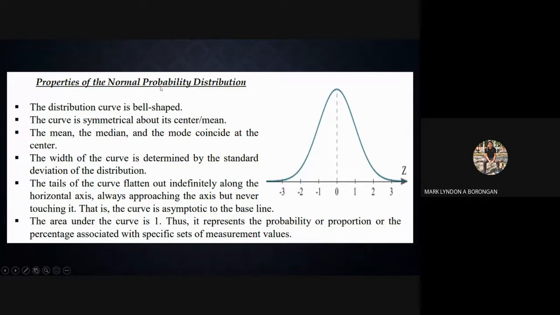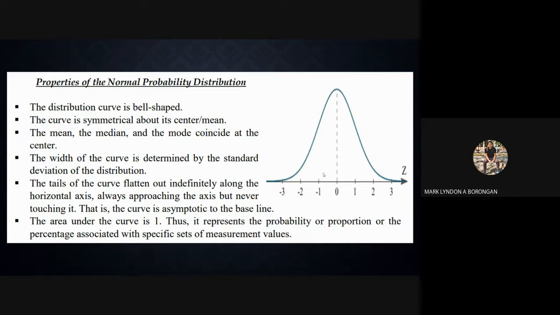Bell-shaped. The curve is symmetrical about its center or mean. So what does it mean by symmetrical? It has mirror-like characteristics. So whatever the curve looks like on the left, the same is on the right because it is symmetrical. Okay? And the mean, the median, and the mode coincide at the center. So that is where the mean, median, and mode are, at the center. And the width of the curve is determined by the standard deviation of the distribution.